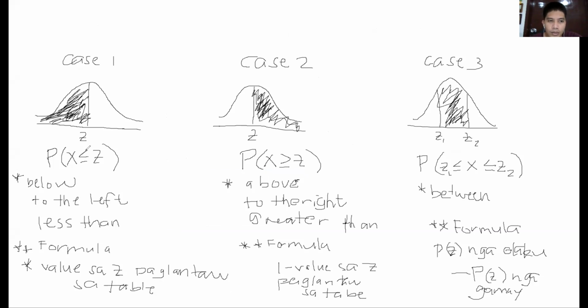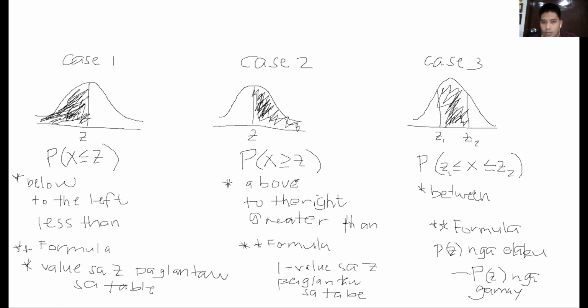So let's say for example, atong kuhaon kani nga areas, P of x less than or equal to z, mao na to ang case 1. So ang ato ang mga keywords diha that is kanang mintag find the probability of x below z, below, to the left, less than. Then, ang case 2, kadtong P of x greater than or equal to z. So, meaning kadtong mga keywords nga above, to the right, greater than. Ang case 3 na to, kadtong in between. So, find the probability of x between z2 and z1.